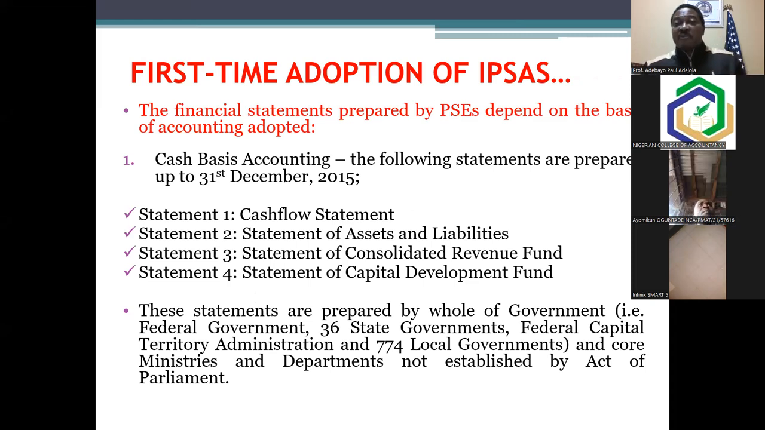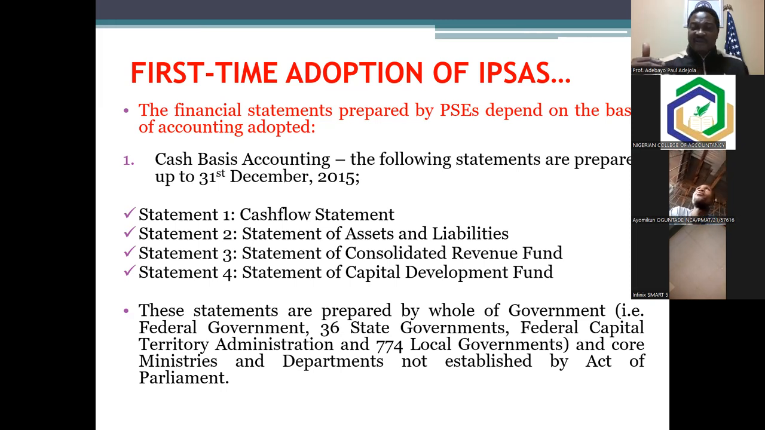So the financial statements prepared by public sector entities, that's the PSEs, depend on the basis of accounting adopted. I've mentioned this earlier. If we are talking of cash basis accounting, it means the relevant public sector entity is preparing financial statements according to what you are seeing here. Statement number one, cash flow statement. Statement number two, statement of assets and liabilities. Statement three, the statement of consolidated revenue fund. Then statement four, statement of capital development fund.